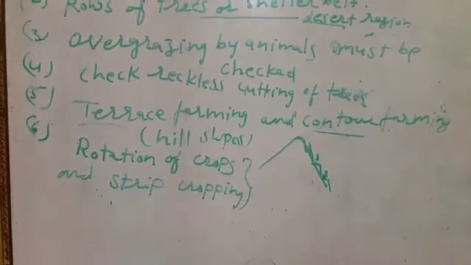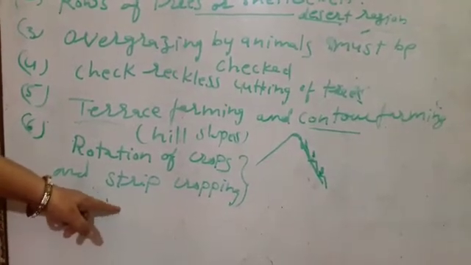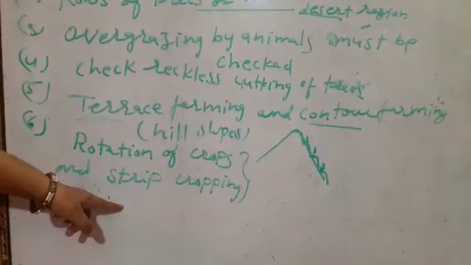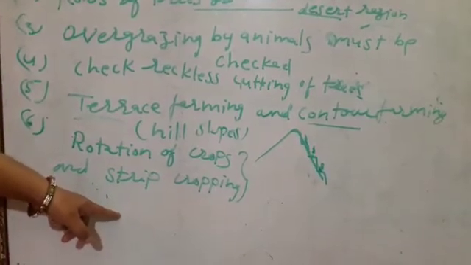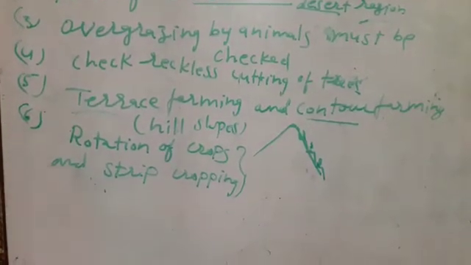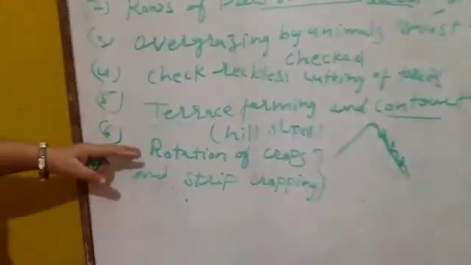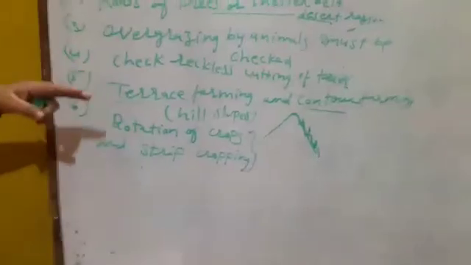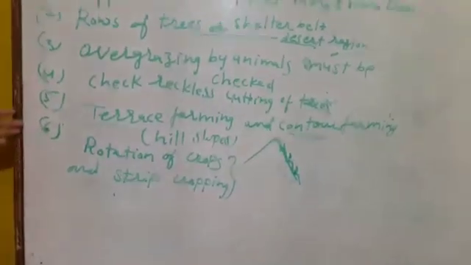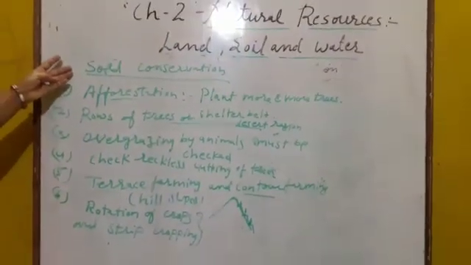And strip cropping means cultivation in which different crops are sown in alternate strips to prevent soil erosion. So these are two methods of farming we have to use to reduce soil erosion. Those are the few methods for soil conservation.